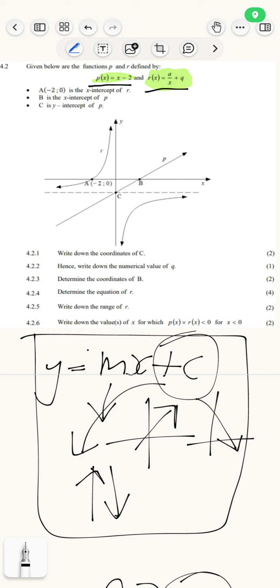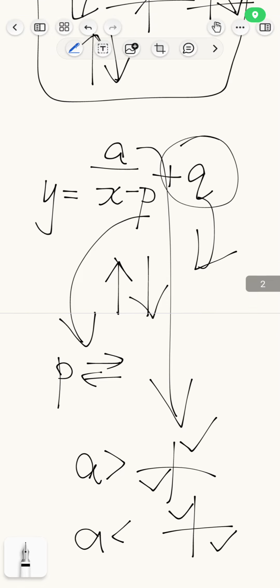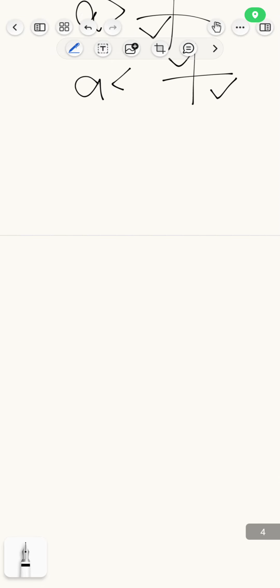Write down the coordinate of C. C is over here, and I think we already mentioned it. That's your y-intercept. So how are you going to find the y-intercept of your straight line? Well, we mentioned it earlier. We can say the C value is the y value of the y-intercept, but in order to find the y-intercept of any graph, for any function, it's always going to be making x equal to 0.